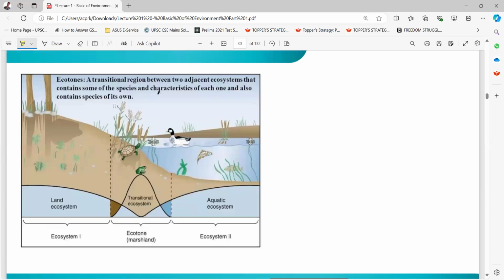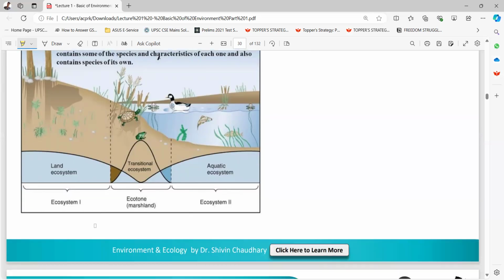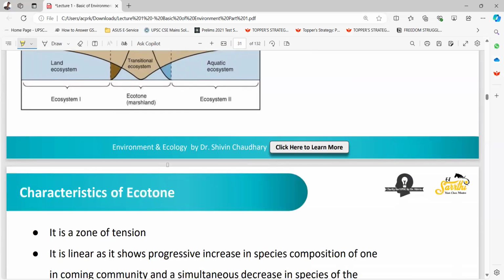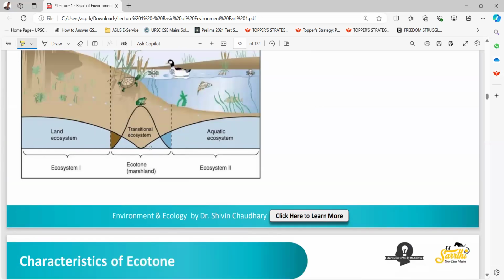Okay, ecotone. An ecotone is a transitional region between two adjacent ecosystems that contains some of the species and characteristics of each one and also contains species of its own. Ecosystem 1, land ecosystem. Ecotone, marshland, transitional ecosystem. Ecosystem 2, aquatic ecosystem. So marshland is in between land ecosystem and aquatic ecosystem. So the ecotone becomes the transitional ecosystem.